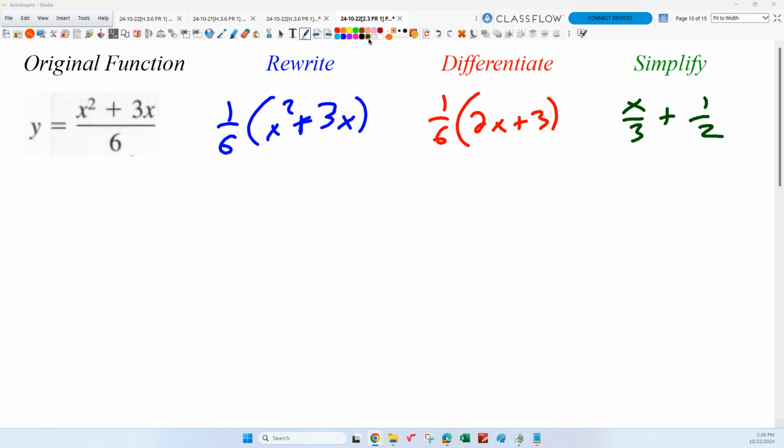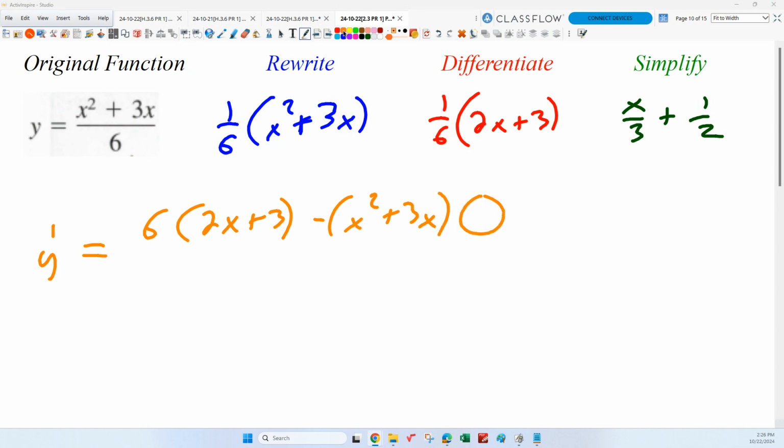Okay? That's such a common mistake people make, they just immediately jump in and do the quotient rule. Don't do it. We could do it, but it would be hard. Think what that would look like if we did the quotient rule. Y prime would equal low times the derivative of the high minus high times the derivative of the low, which is 0, divided by the bottom squared. That's way overcomplicated, right? Okay.